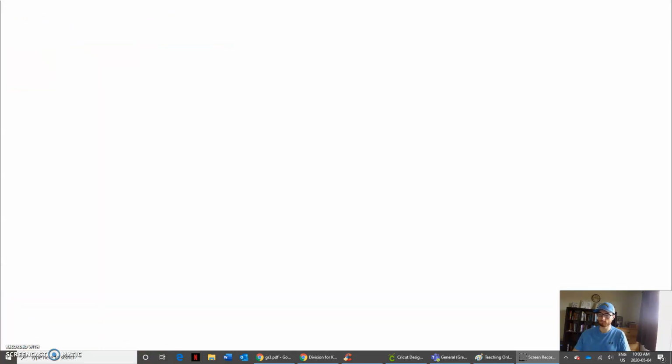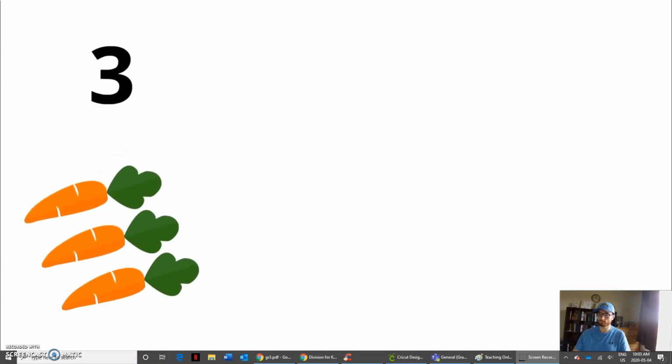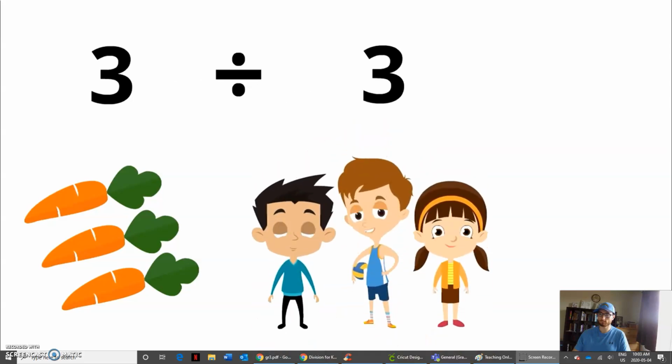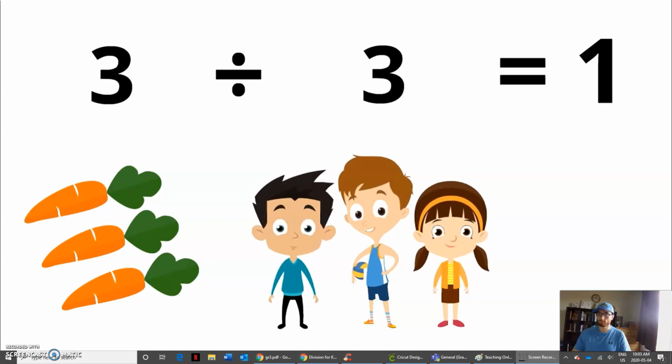Let's look at our story again. There were 3 carrots, and we divided those 3 carrots by 3 because there are 3 people, right? The 3 kids that love carrots. And the answer of how many carrots each kid gets is 1. 3 divided by 3 equals 1.